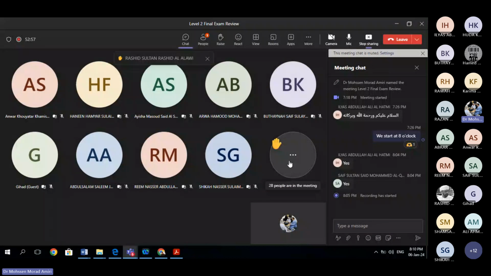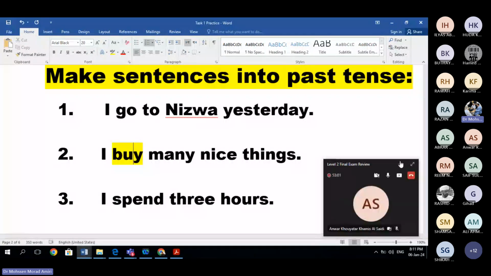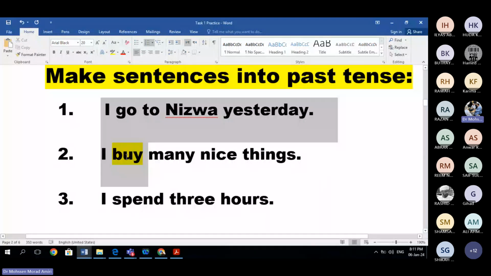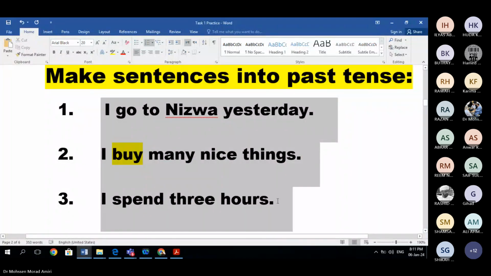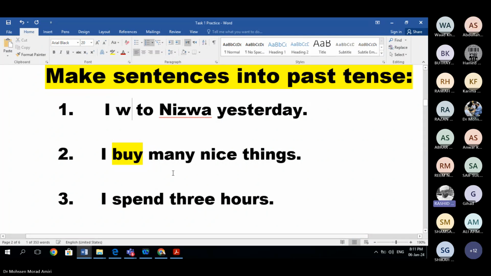Who is this person? Rashid Sultan. Okay, Rashid. I want you to find the mistakes here and change them into past. Yani change these sentences into past. Yalla, fast. Number 1. Yes. I go to Nizwa yesterday. I went to Nizwa yesterday.